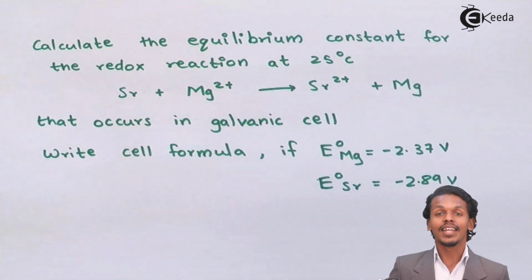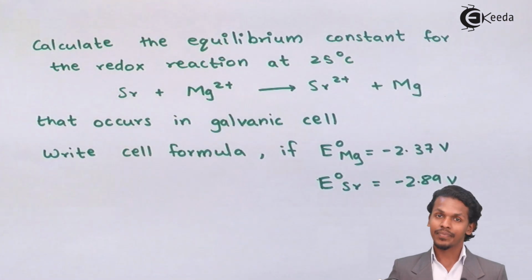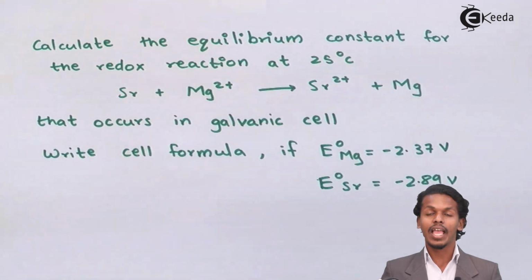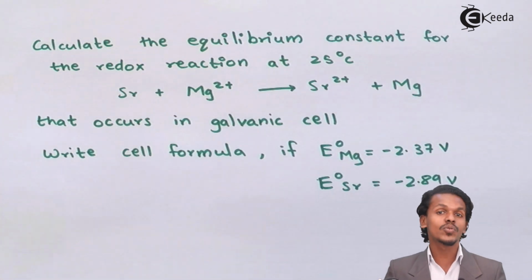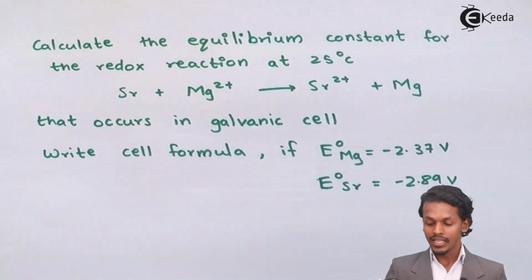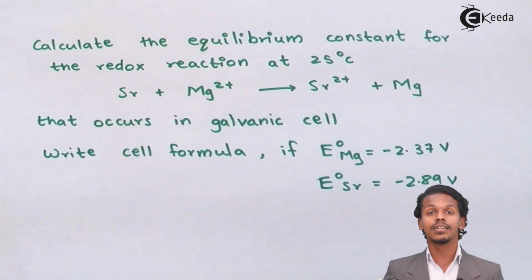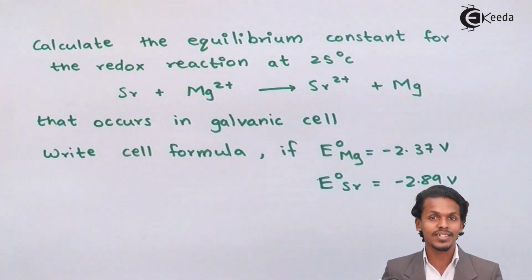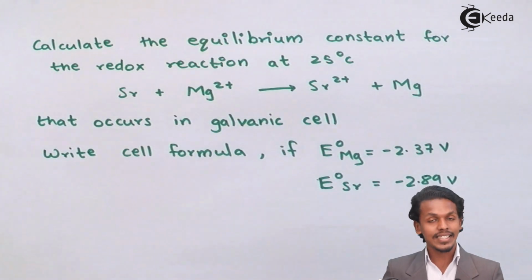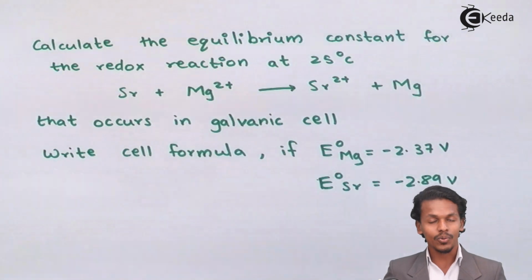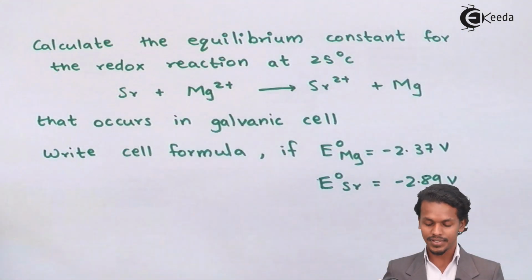So let us see how we can calculate E naught cell. But to calculate E naught cell, we should have a very clear idea about which one will act as anode and which electrode will act as cathode. In this reaction we cannot predict directly. So let us do a redox analysis and check whether a particular electrode is acting as an anode or as a cathode.